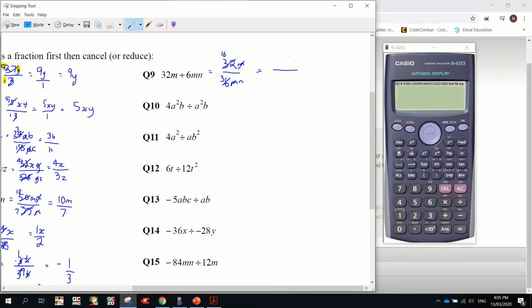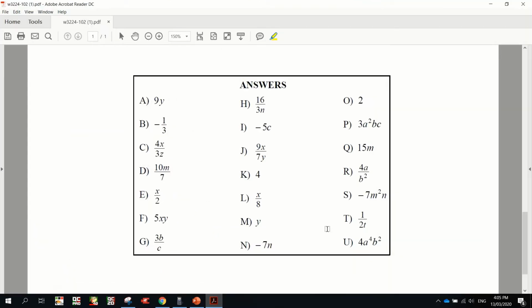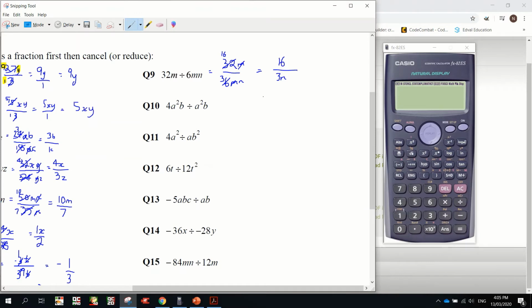And what are we left with? Well, 16 over 3n. 16 over 3n. Let's have a look. 16 over 3n. There it is, H. Red pen. This one here is H.